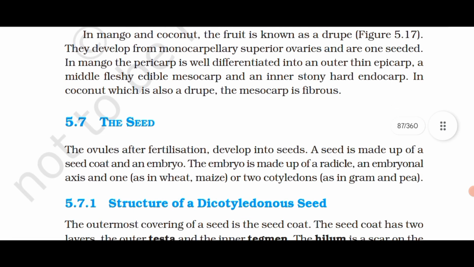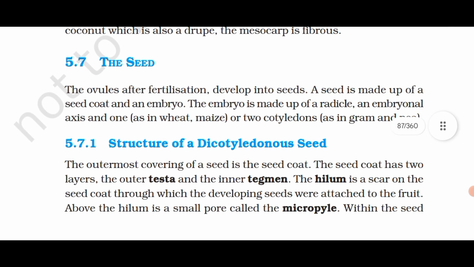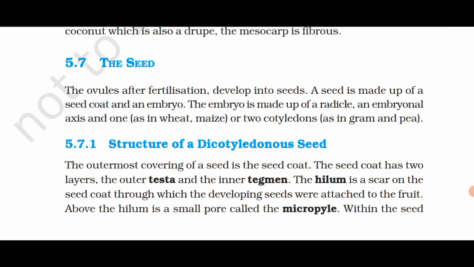5.7 The seed. The ovules, after fertilization, develop into seeds. A seed is made up of a seed coat and an embryo. The embryo is made up of a radicle and embryonal axis and one cotyledon, as in wheat and maize, or two cotyledons, as in gram and pea.